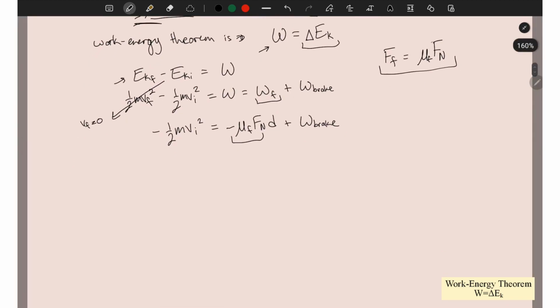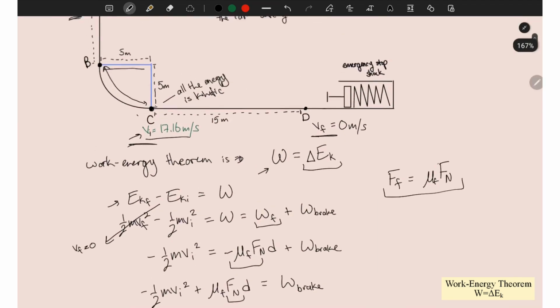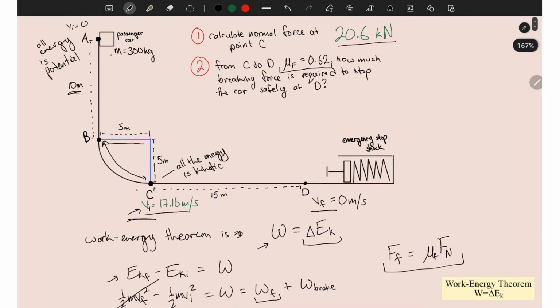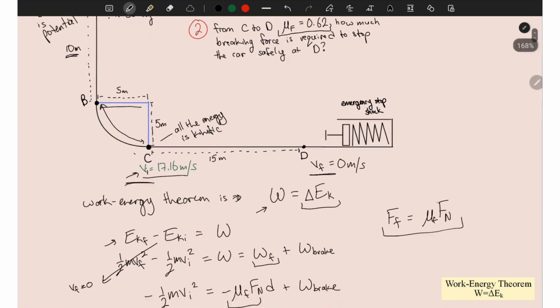So we can actually rearrange this and solve for the work done by the brakes. Just going to move over the work done by friction. And the one thing that we don't have is the normal force. Now we did calculate a normal force in part 1, but that is not going to be the normal force for part 2 because we are no longer undergoing centripetal motion. We are for points B to C, but not from C to D.